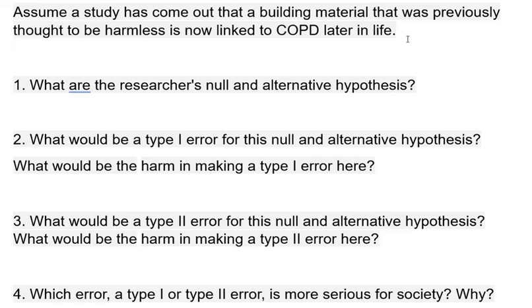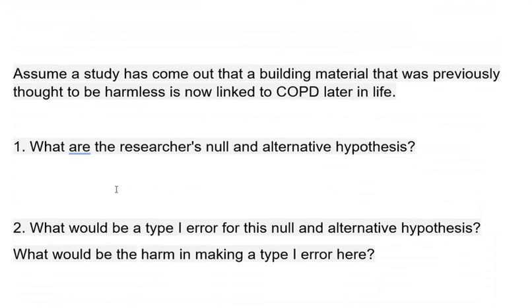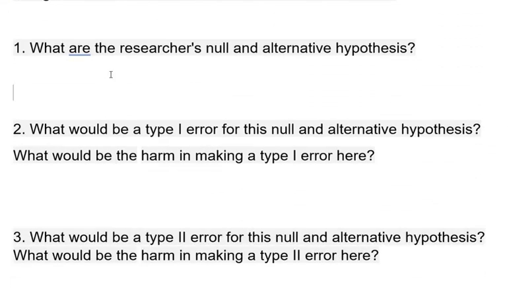So in this one, we were saying there's a study that came out that said there's some sort of building material, maybe something used in construction, that used to be thought to be harmless, but now the researchers are testing and concluding that it's linked to COPD later in life. Let's say there's one research paper just came out. They might be wrong. If they're doing the research correctly, they're minimizing the chances that they're making an incorrect conclusion, but that's why we need to discuss the type 1 and type 2 errors.